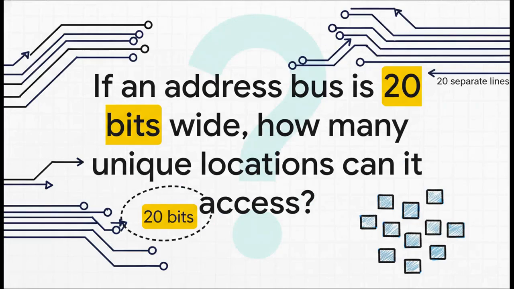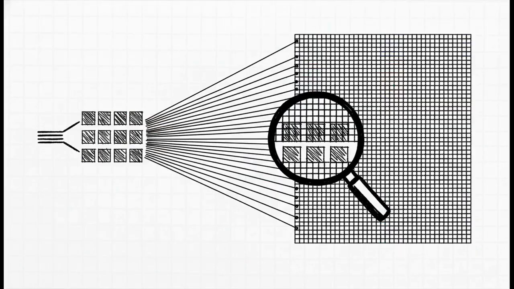So here's another classic question, and if you're studying this stuff, you'll definitely see this on an exam. If an address bus has a width of 20 bits, so 20 separate lines, how many different, unique memory locations can it actually point to? And the answer is 2 to the power of 20, which comes out to just over 1 million unique locations. That corresponds to 1 megabyte of memory that it can address.